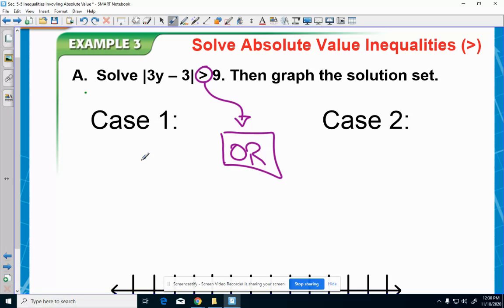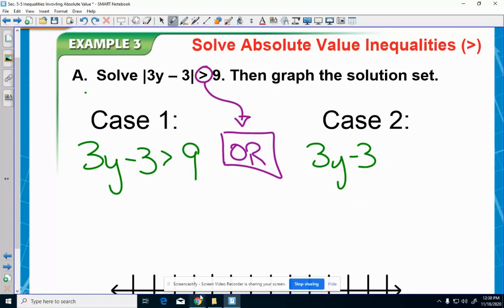Okay. So 3y minus 3, use that symbol, greater than 9. What's the other side going to say? Okay, good. So 3y minus 3, and then remember, we've got to flip that sign. So instead of being a greater, it's going to be a less than, and then negative 9.